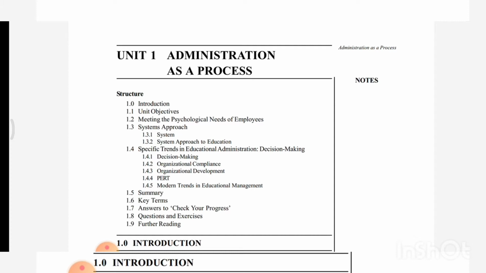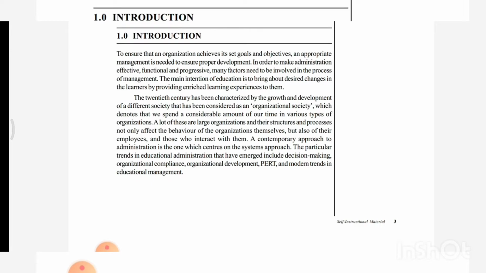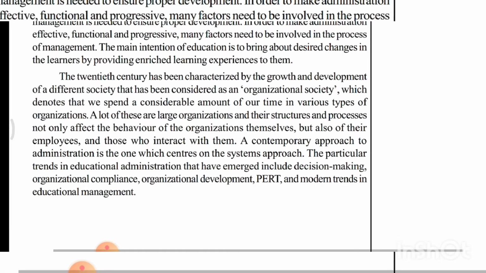Here we are going to discuss some important topics of Unit 1, that is called administration as a process, so that things become easy for you guys. This is just a small initiative. Let's see how all these things will work. So first we have the introduction. I will just give you a little introduction of this chapter.